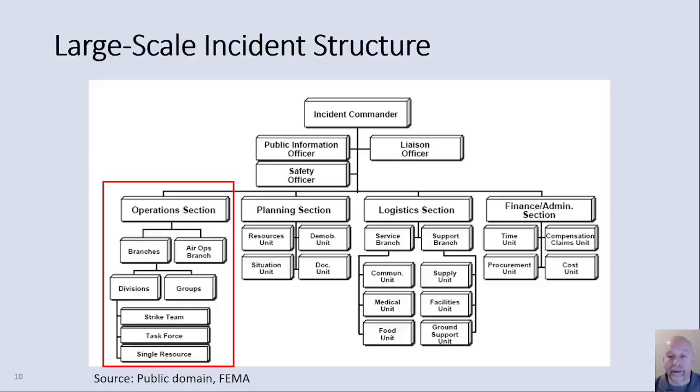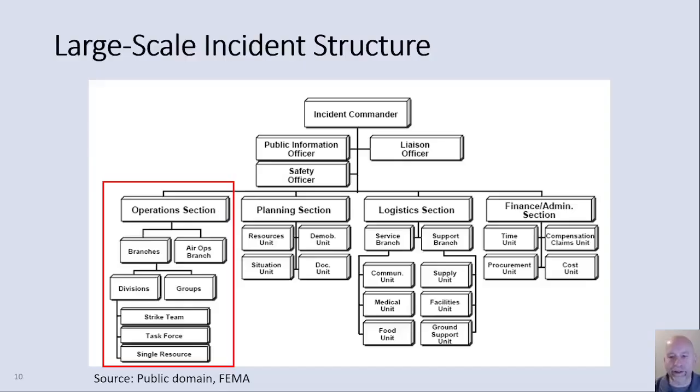The strike team is a set number of resources of the same kind and type that have an estimated minimum number of personnel, common communications, and they report to a strike team leader. So an EMS strike team would be similar resources consisting of multiple ambulances on a scene to do a particular job, which would be emergency medical care.